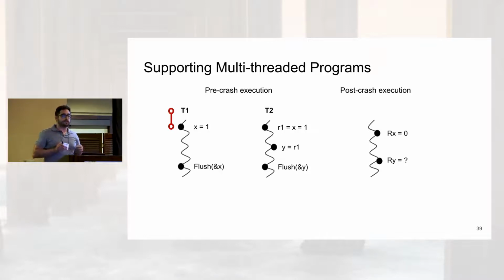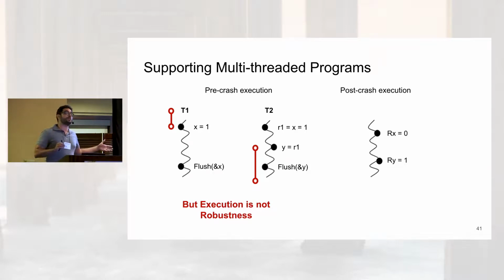If the post-crash execution reads from X, we can infer that in an equivalent execution, T1 should crash before X equal 1. Next, the post-crash execution reads 1 from Y, and then we can infer that T2 should crash after the store Y equal R1. So far, these constraints are satisfiable.